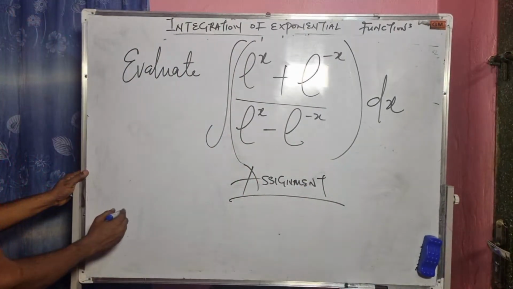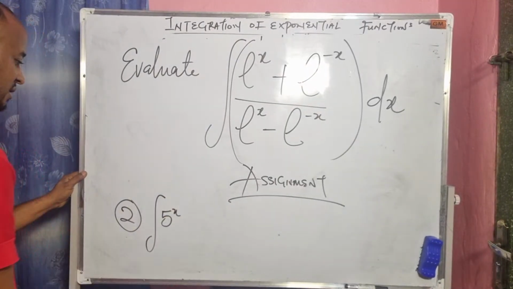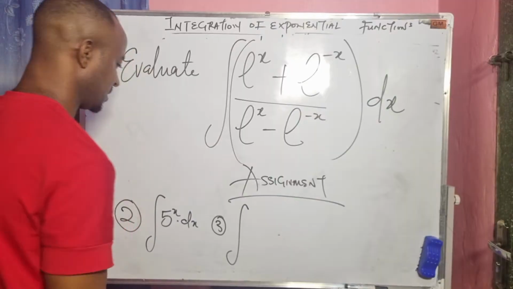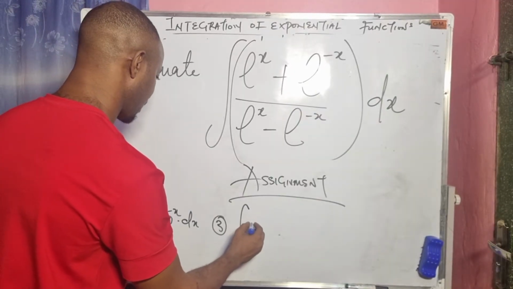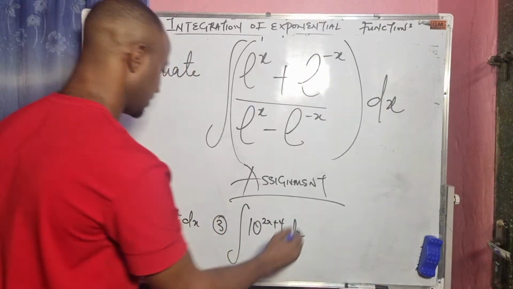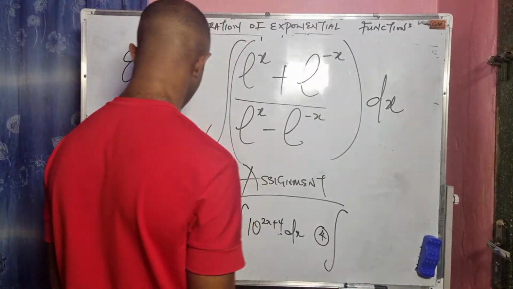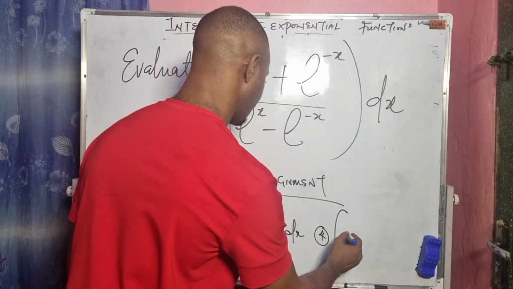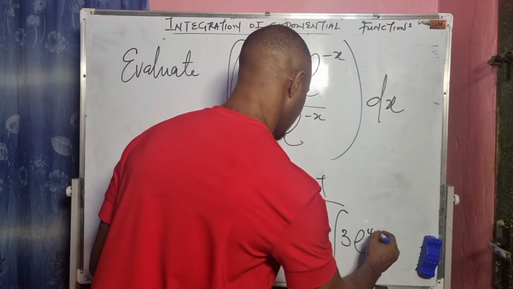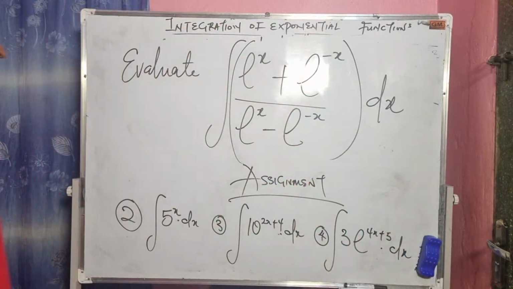Let me add another question that will launch us into tomorrow's class. Integrate the following: 5 exponential x dx. Number 3, integrate 10 exponential 2x plus 4 dx. Number 4, integrate 3 exponential 4x plus 5 dx. So these are your assignments.